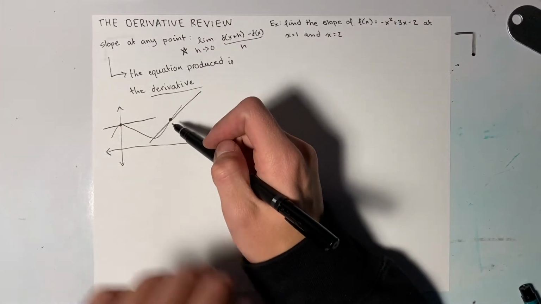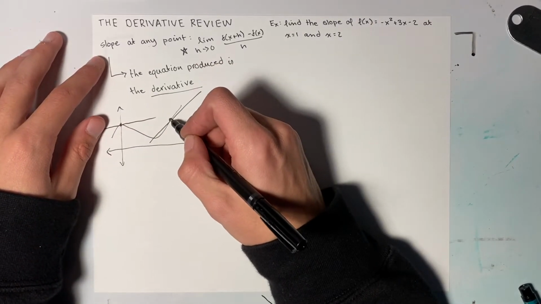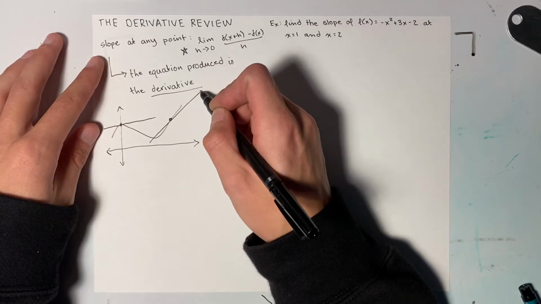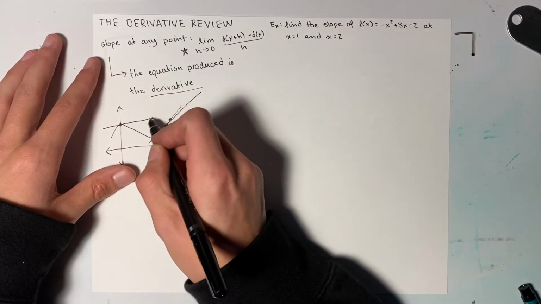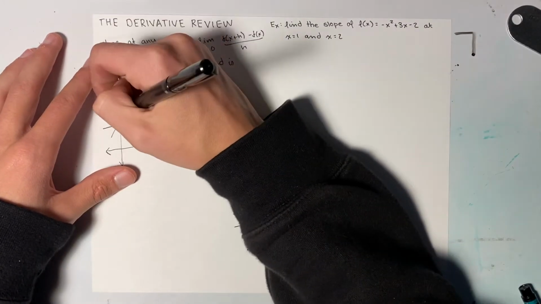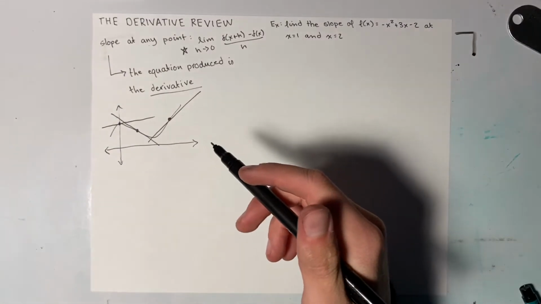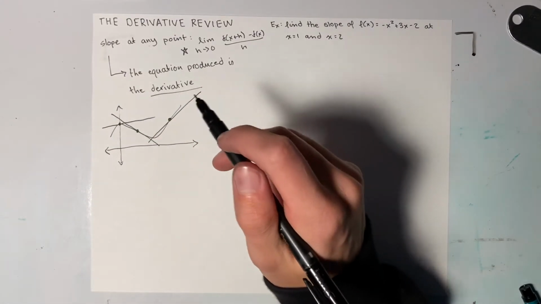Now it's important to notice, let's say you have some sort of cubic function here. The slope at this point, as you can see, that's going to be the slope of that line, is different than the slope of that line. Same thing here, the slope at that point is going to be different. So that's why you get an equation. The equation is going to produce varying results for each of these.